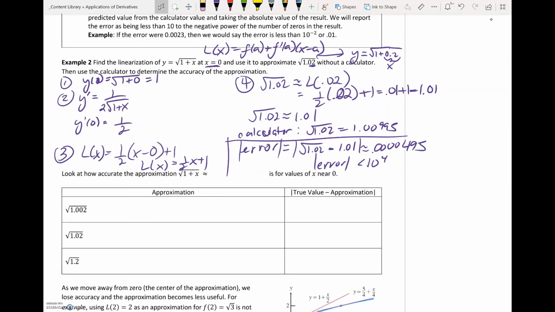Now we can even see how accurate this approximation is, and we're going to use this equation again to do another approximation. So let's say we want to find the root of 0.002 instead. Well, we can use our tangent line linear approximation equation to do that. So this would be 1/2 of 0.002 plus 1, which will give us 1.001. If you want to find this error by putting the calculator minus our approximation, you are going to get an error that is less than 5 decimal places.